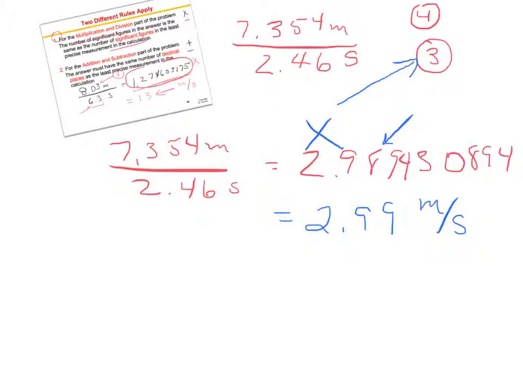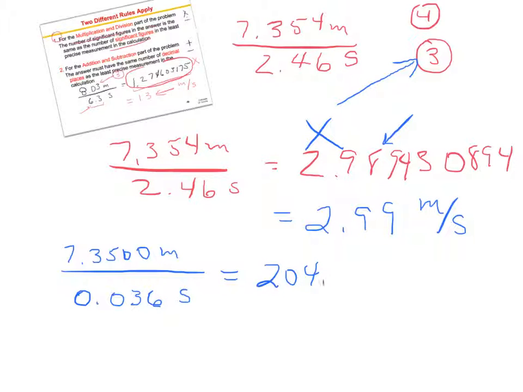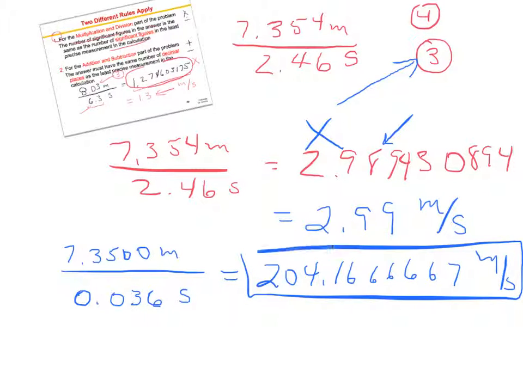So let's try one a little bit harder. Suppose we measure something and have 7.3500 meters, a very accurate measurement, and in terms of seconds, it's 0.036 seconds. Now, how do we show our answer? First of all, let's see what we get. If we divide that, we get 204.1666667 meters per second. Are we going to put this down as our answer and put a box around it? No, because that's going to be wrong.